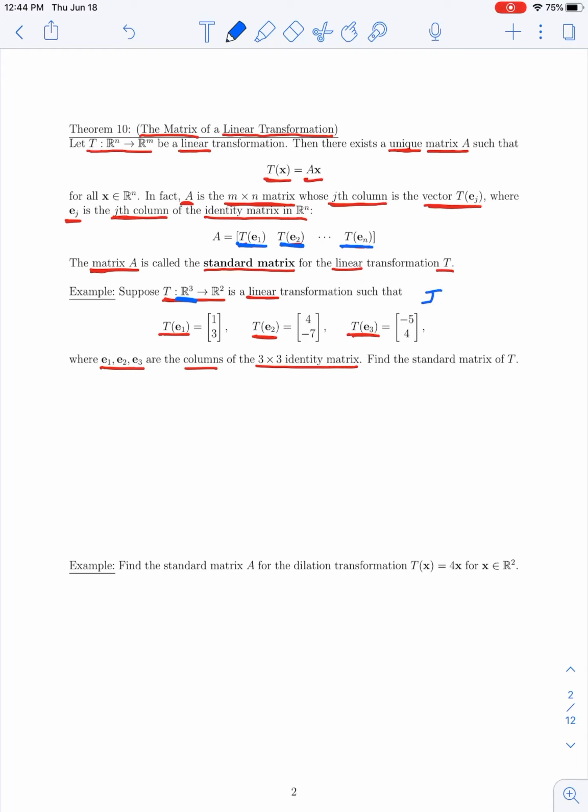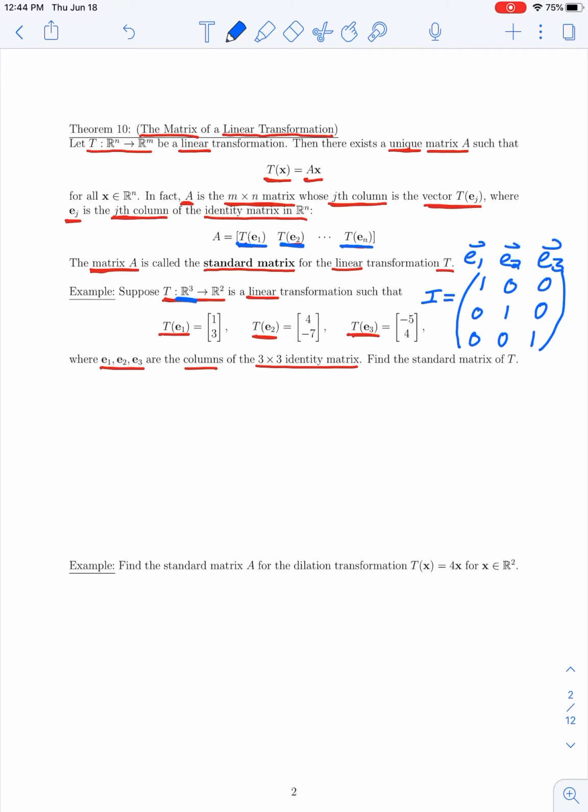So in this case, we would have 3 column vectors of the form 1, 0, 0, 0, 1, 0, and 0, 0, 1. And these columns are what we're calling E1, E2, and E3. So those are known as standard basis vectors for space, or for 3 dimensions. So we are asked then to find the standard matrix for that transformation T.